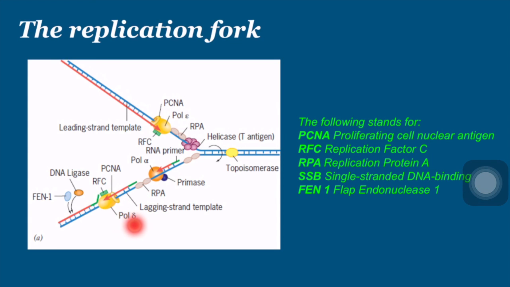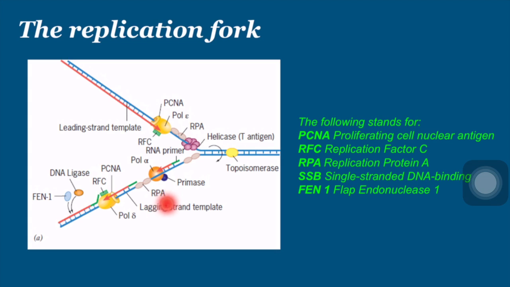Polymerase delta is the primary synthesizing enzyme of the lagging strand, while it is polymerase epsilon for the leading strand. The PCNA is a sliding clamp for both polymerases. It is loaded on the DNA by the protein RFC. On the other hand, RPA is a DNA binding protein comparable in function to that of SSB in E. coli.